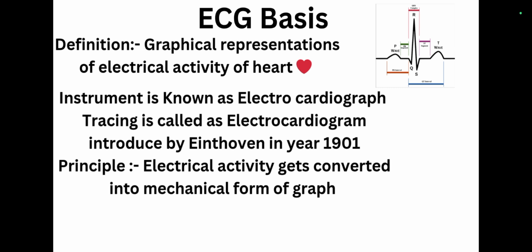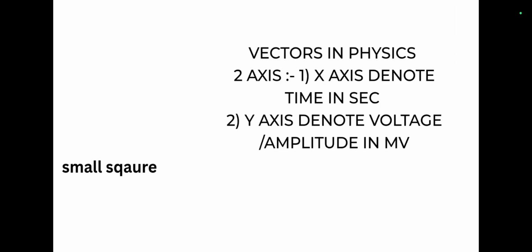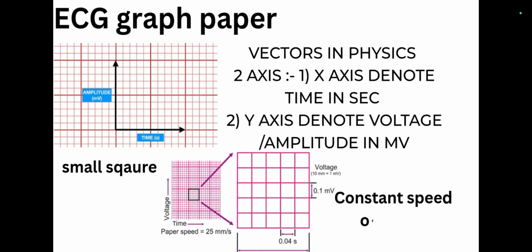It was first introduced by Einthoven in the year 1901. Principles: the electrical activity gets converted into a mechanical form, a graph. That is, when the impulses travel from the SA node to the AV node, from the AV node to the bundle of His, and from the bundle of His to the Purkinje fibers, all this electrical activity gets converted into a mechanical form, and this is traced on the electrical graph.